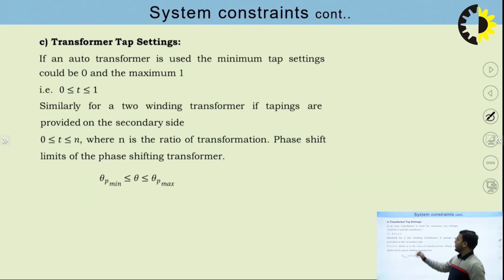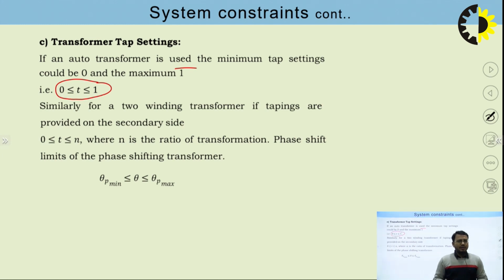If an auto transformer is used, an auto transformer is basically a one winding transformer in which the same winding is utilized as primary as well as secondary. In this auto transformer, the minimum tap setting could be 0 and the maximum tap setting could be 1. So this T is basically the tap setting, and it lies between 0 and 1.